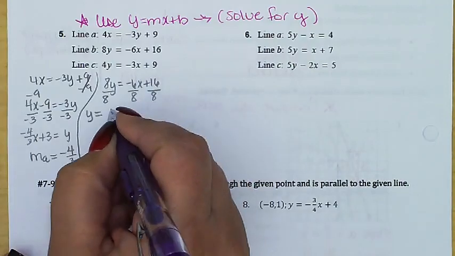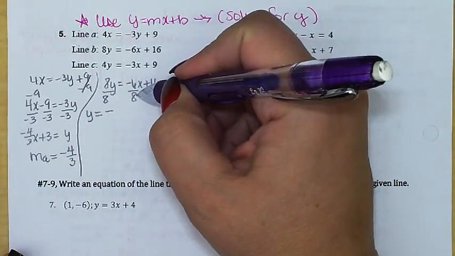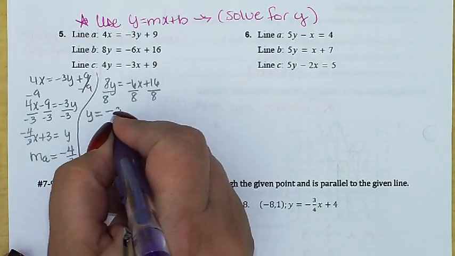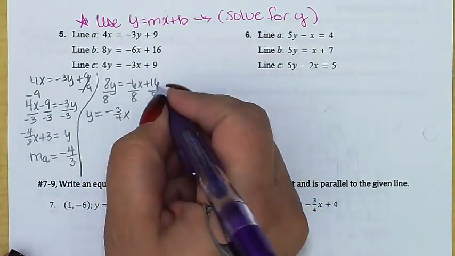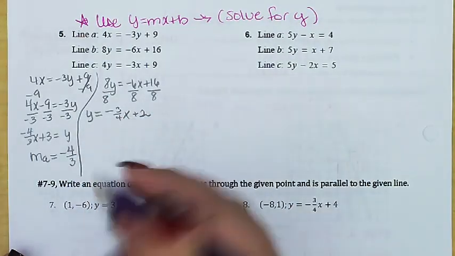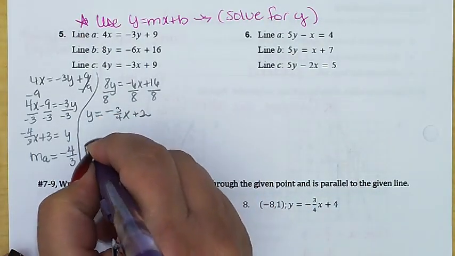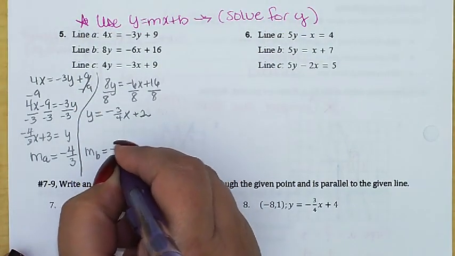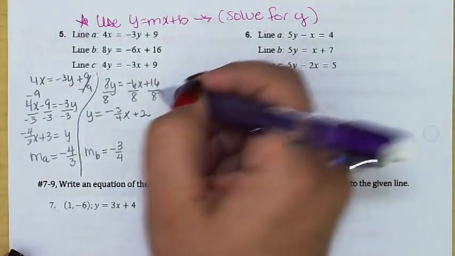And when we do that, we get a slope here of negative 6/8, which I know simplifies to 3/4. So that's a negative 3/4x. And then our y-intercept is 2. And now we can look at this and identify that the slope of the B line is a negative 3/4. Okay?